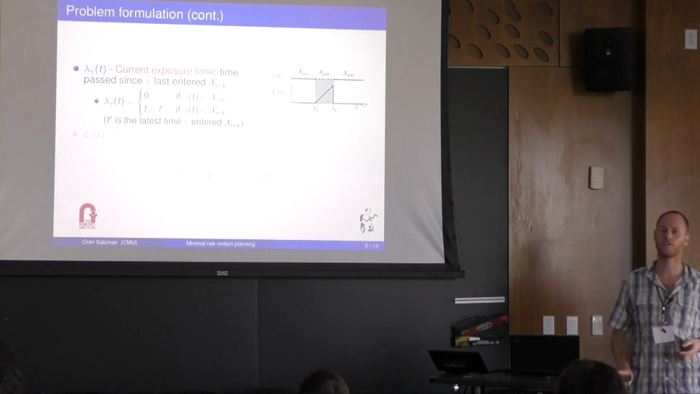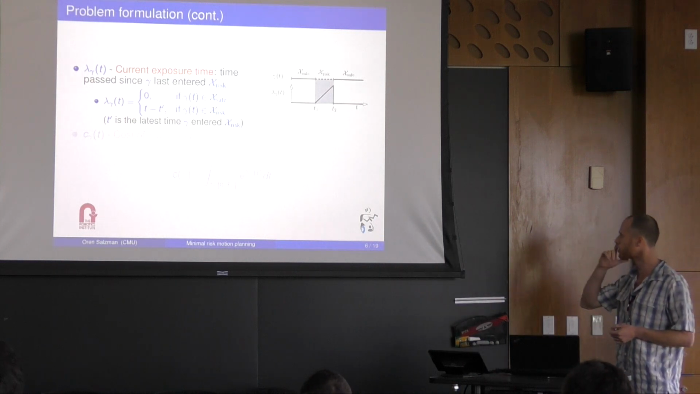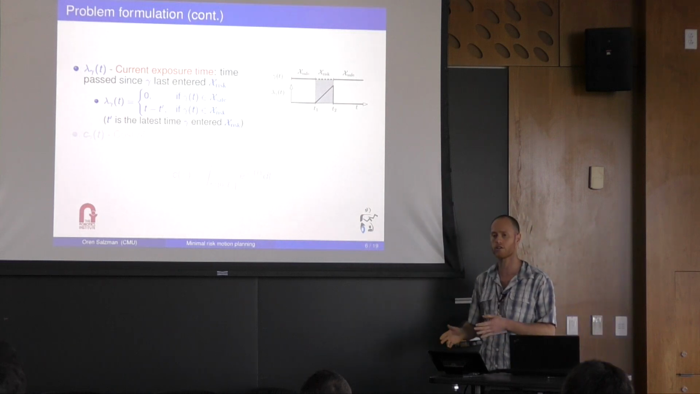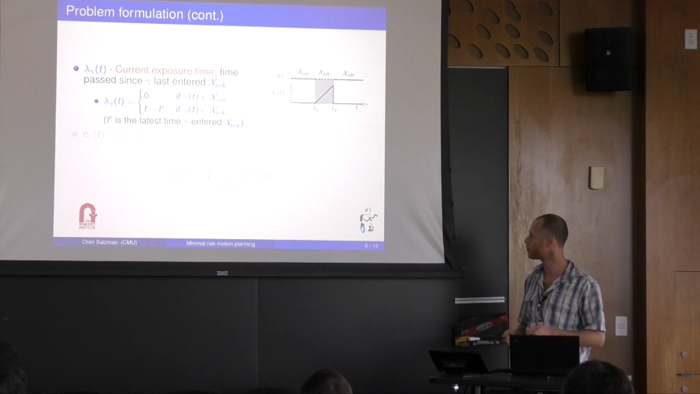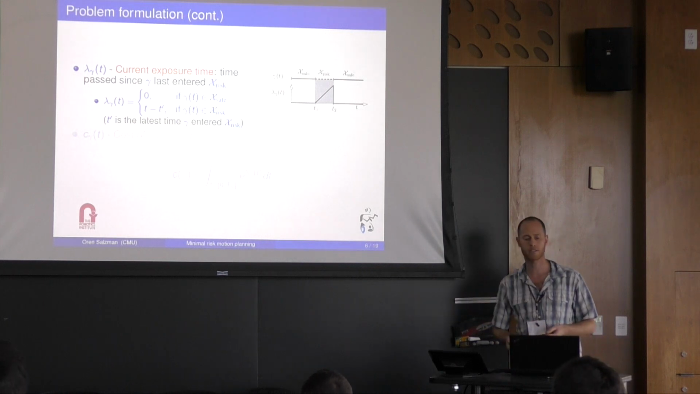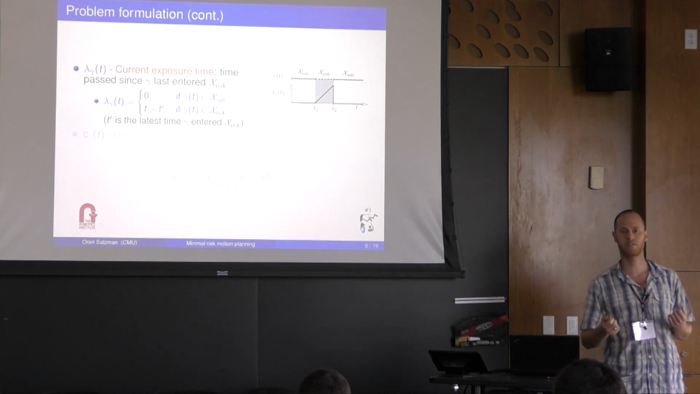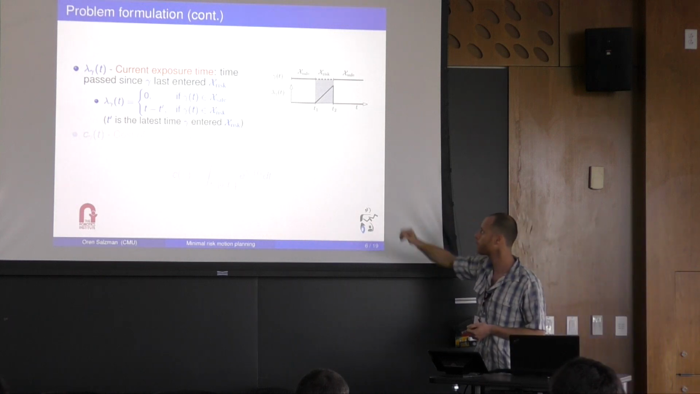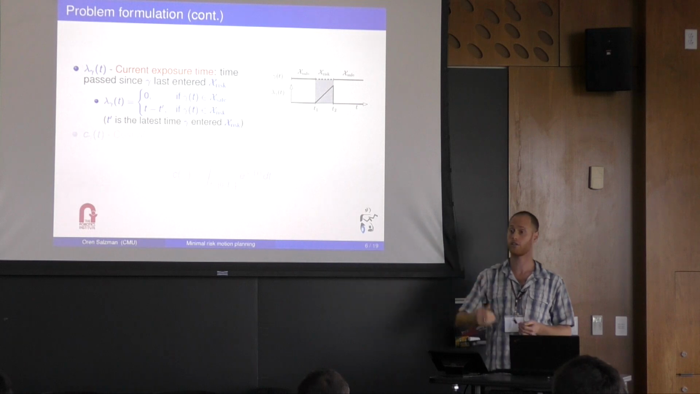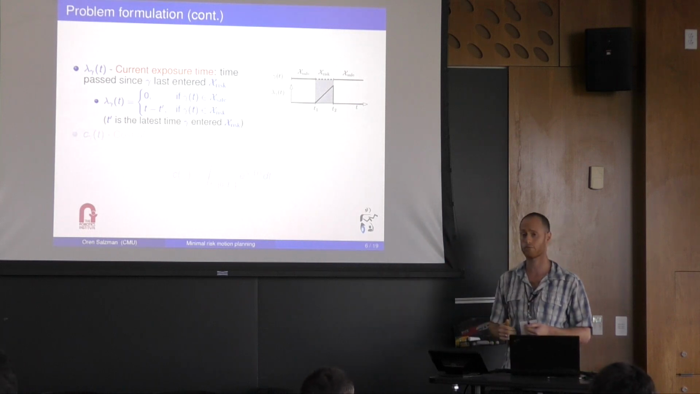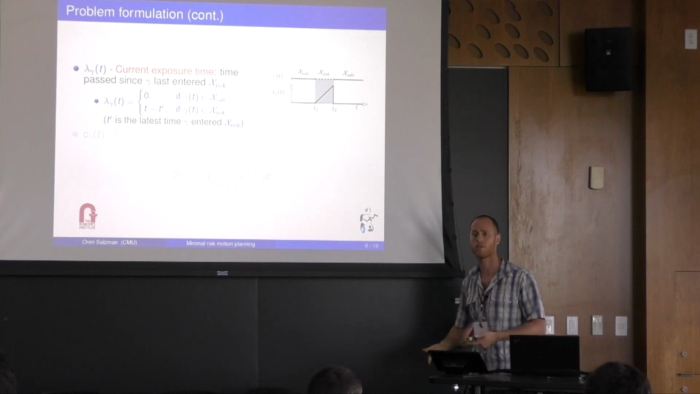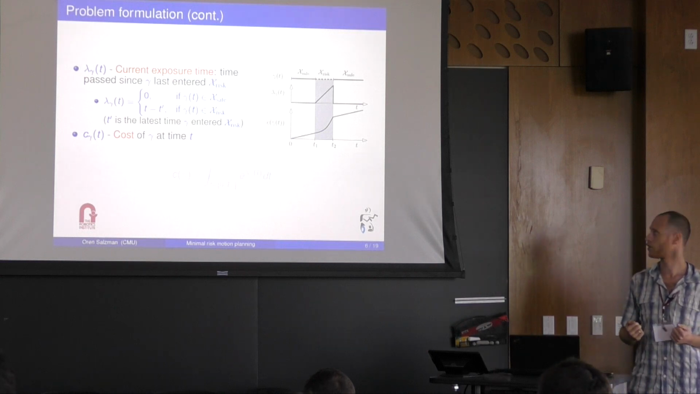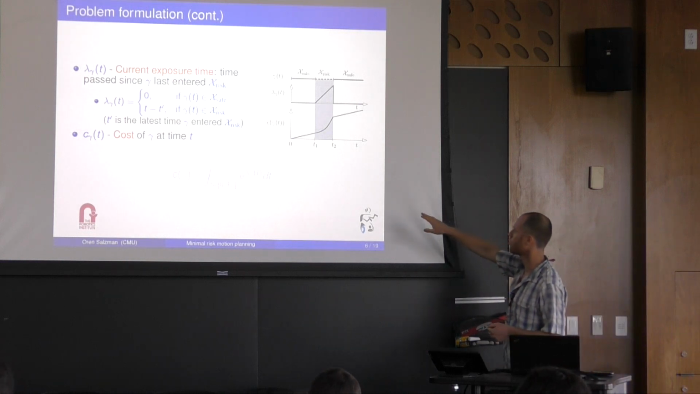So before I can talk about the cost function, I need to define the notion of current exposure time. Let's look at a trajectory at the top right here, which moves from the safe region into the risk region and then back into the safe region. We say that the current exposure time is simply the time passed since the robot entered the risk region. So if we are in the safe region, this is simply 0. And if we're in the risk region, this grows linearly as the trajectory passes through the risk region. Once we enter the safe region again, the current exposure time drops down to 0. Now, we want our cost function to grow linearly when we're in the safe region.